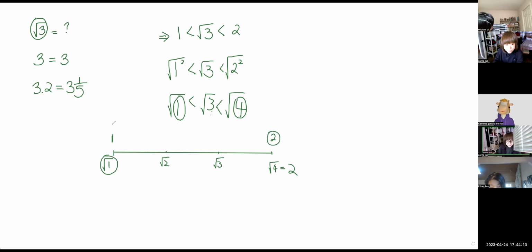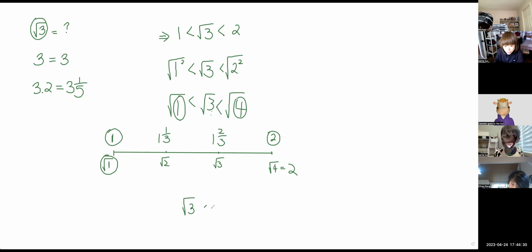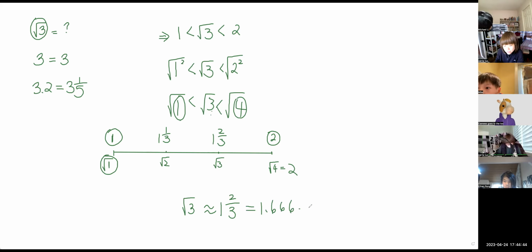This one equals 2. And we know this line has been cut into 1, 2, 3, right? So this is 1 and 1 over 3. This is 1 and 2 over 3. This is 2. Correct, everybody? Yep. So square root 3 is equal to 1 and 2 over 3. Don't you agree with me? Correct? Correct. So this one equals what? 1.666. A lot of 6. Do you remember, everybody? Yep. Okay, so equals 1.67.